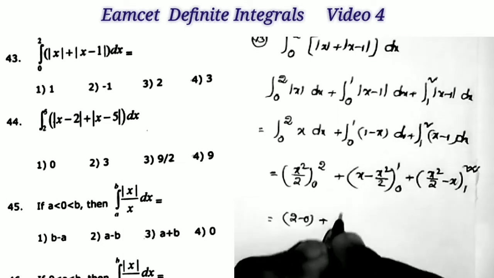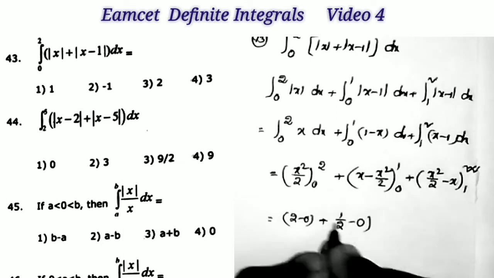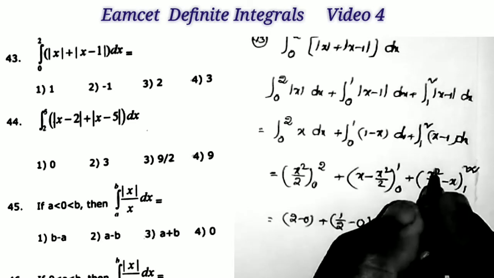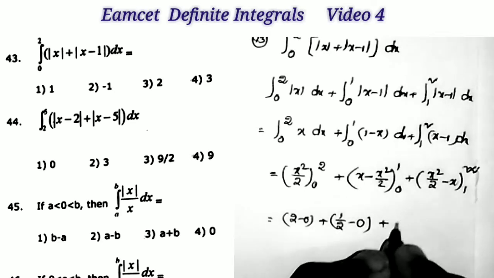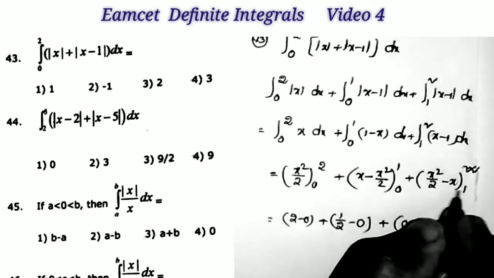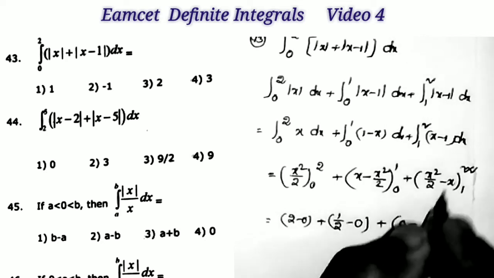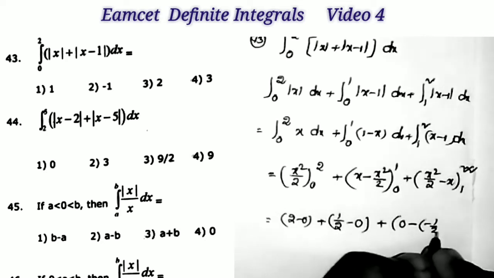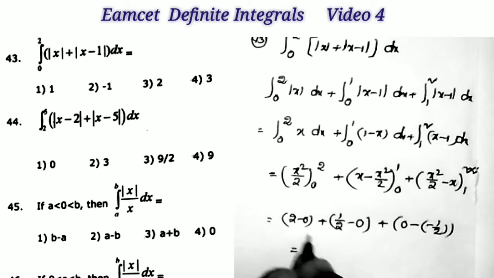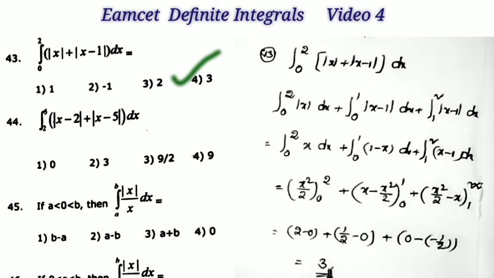and here 1 minus 1 by 2, replacing the upper limit, 1 minus 1 by 2, that is 1 by 2, 0 minus 0, that is 0, plus 4 by 2, that is 2 minus 2. 2 minus 2 is equal to 0, minus 1 by 2 minus 1. 1 by 2 minus 1 is equal to minus 1 by 2. That is 0 minus minus 1 by 2. So the answer is equal to 2 plus half, which is 3. That's all. 3, and that is the last option.